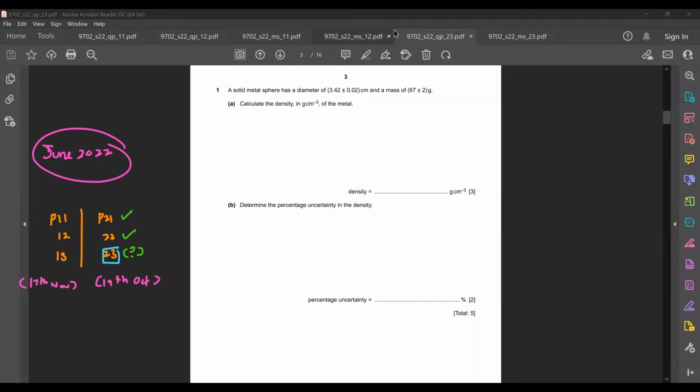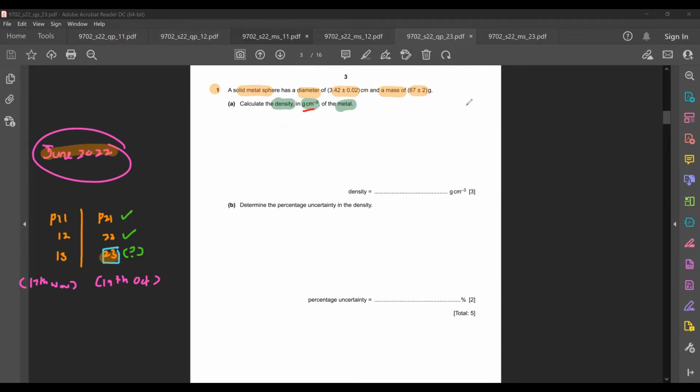Okay, now looking at June 2022, P23, for the first question, we have a solid metal sphere that has a diameter of 3.42 plus minus 0.02 centimeter and a mass of 67 plus minus 2 grams. Calculate the density in gram per centimeter cube of the metal. Here the question specifically mentions that your density must be in gram per centimeter cube.